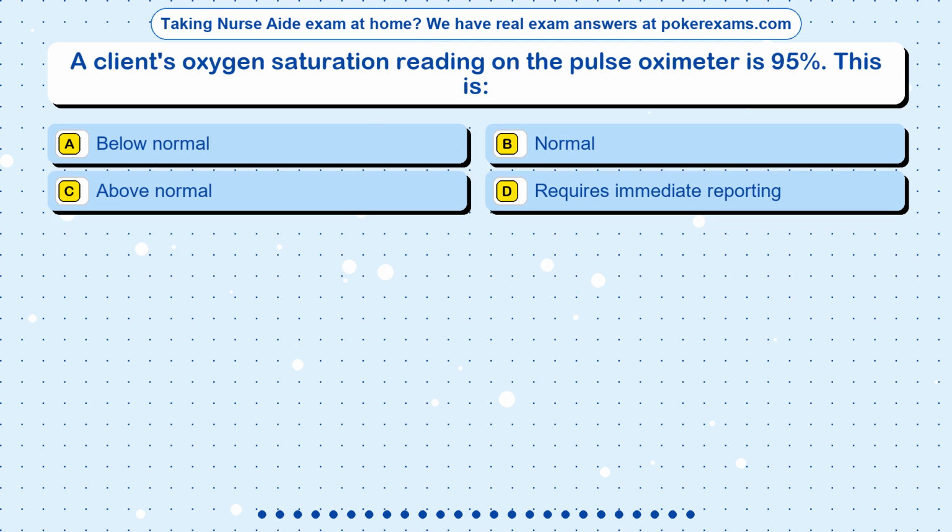Question 5. A client's oxygen saturation reading on the pulse oximeter is 95%. This is: Option A. Below normal. Option B. Normal. Option C. Above normal. Option D. Requires immediate reporting.